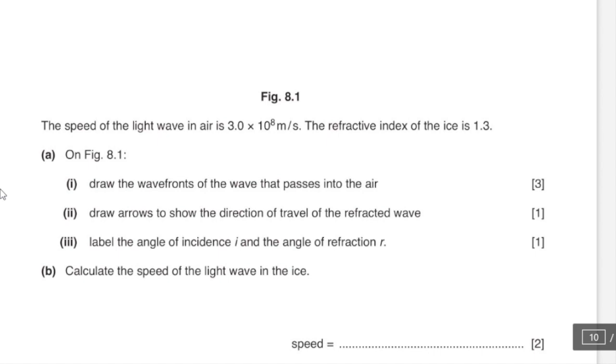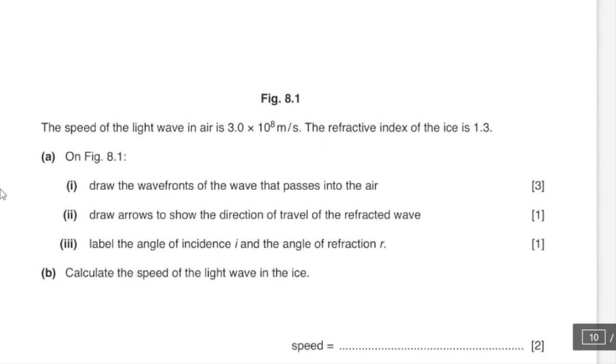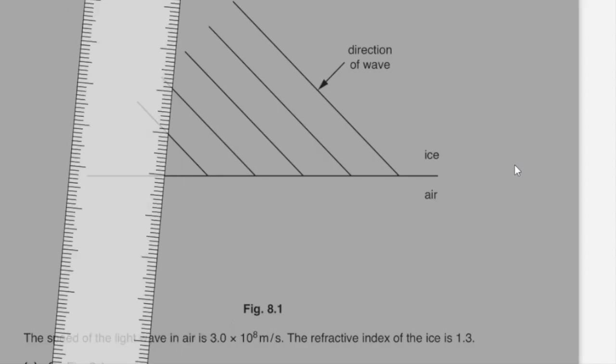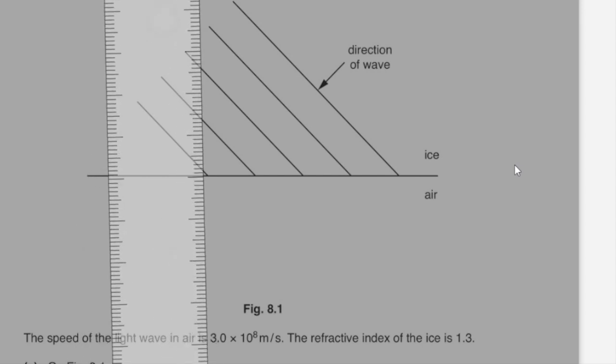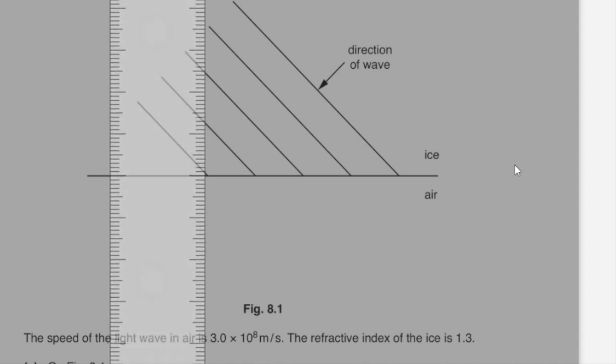A. On figure 8.1, draw the wavefronts of the wave that passes into the air. 2. Draw arrows to show the direction of travel of the refracted ray. 3. Label the angle of incidence I and the angle of refraction R. Right, so I'll start by drawing the wavefronts of the wave that pass into the air. Alright, so I'll first start by drawing the normal over here, which is perpendicular to the boundary.